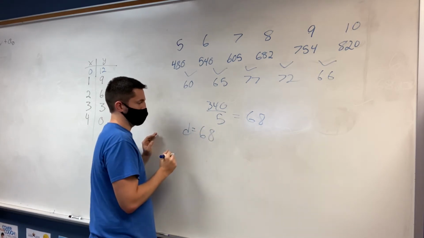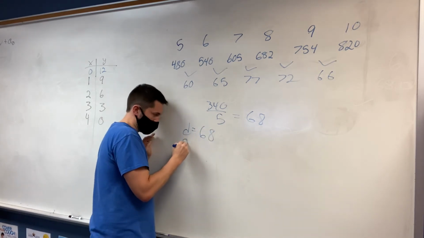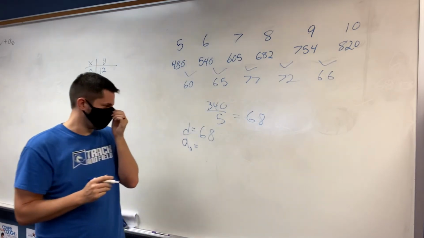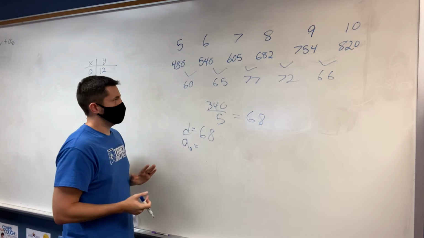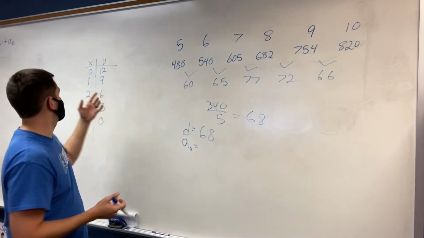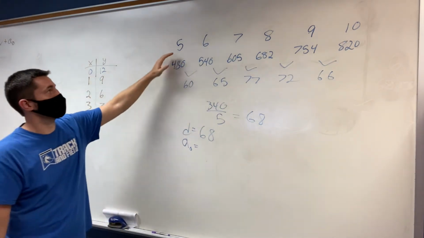What else do I need? You need your a sub 0. A sub 0, okay. The y-intercept, okay, cool. Slope and y-intercept, a sub 0, and the difference. So did they give us 0? How nice of them. No, they give us 5.